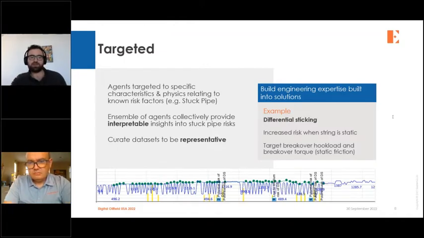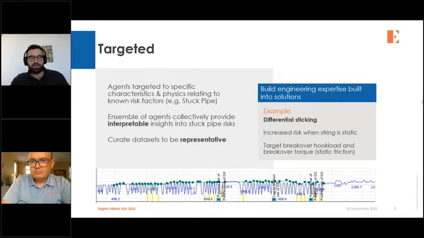Just lastly, I'll give one example around how we like to target specific aspects of physics and then use engineering expertise from our colleagues from the drilling industry in terms of how we would formulate these kinds of approaches. So if we think about differential sticking, it's a very classic risk mechanism for resulting in stuck pipes. One of the problems with this is that you have a pressure differential between the formation fluid and the wellbore fluids.